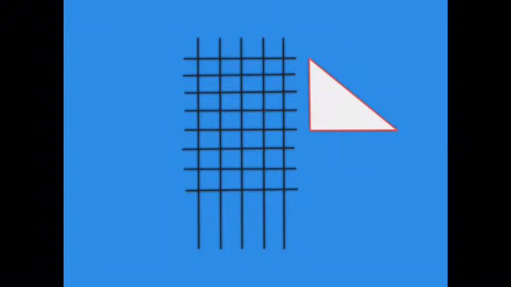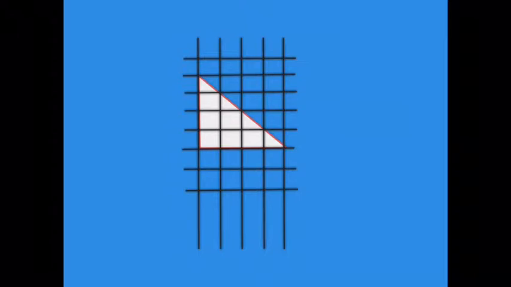Now, when you're trying to find the area of this right angle triangle, remember the area is what we describe as the space inside the triangle. We need to find that area. So how can we do that? Well, the easiest way to find the area of a triangle is to count the number of squares inside the triangle. So let's have a look, shall we?